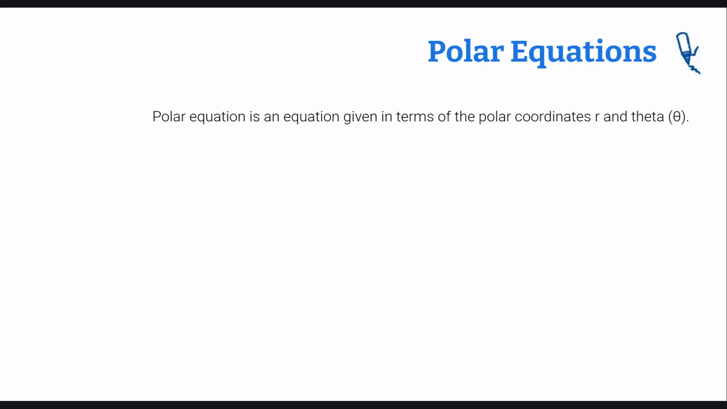The polar equation is an equation given in terms of the polar coordinates r and theta. From its form, r equals 2 sine theta, this is a polar equation. And also if we say r equals 2, this is also a polar equation, and theta equals 60 is also a polar equation.